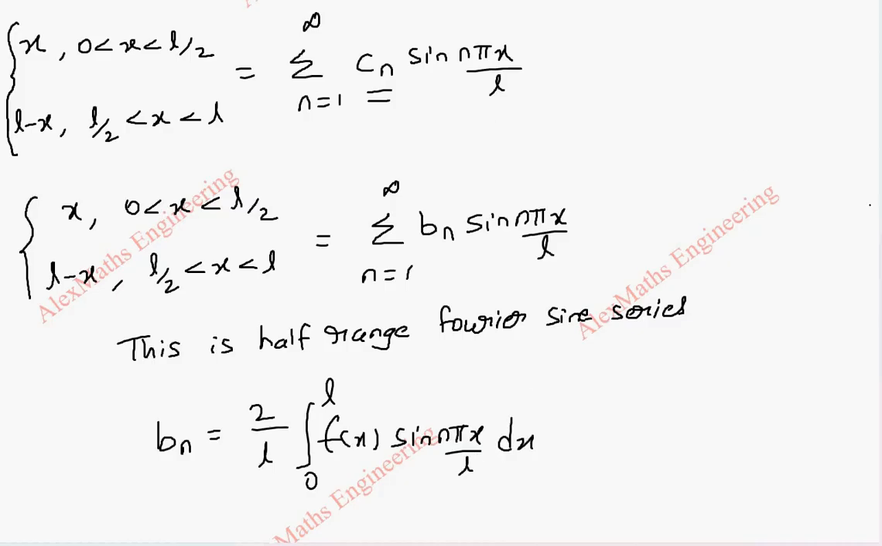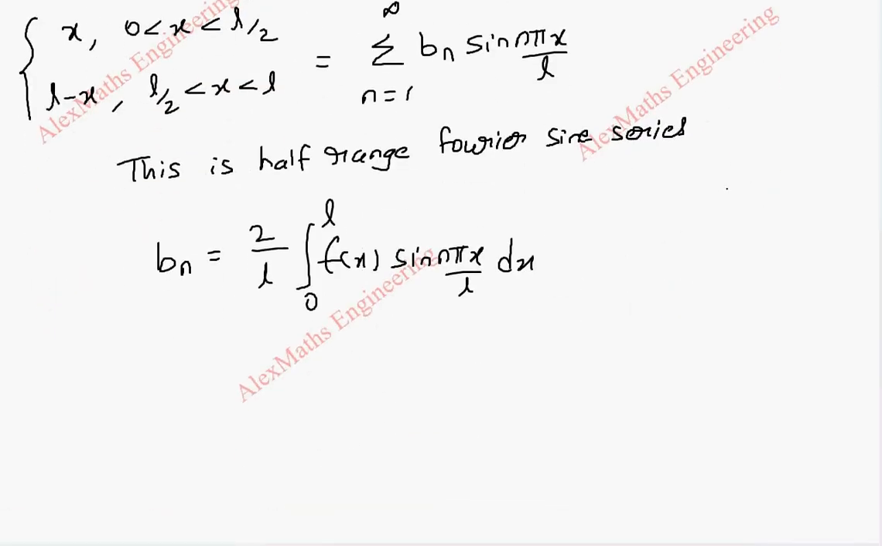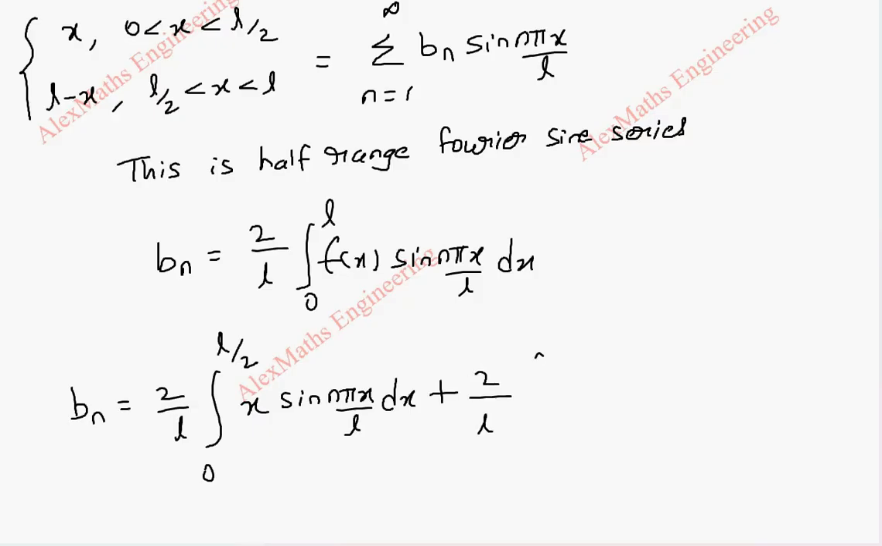But f of x is made up of two parts, one is x and other is L minus x. So let's substitute here. So Bn will be 2 by L integral 0 to L by 2, our function is x and we have sin n pi x by L dx. Again 2 by L integral, now we have L by 2 till L. It is L minus x into sin n pi x by L dx.